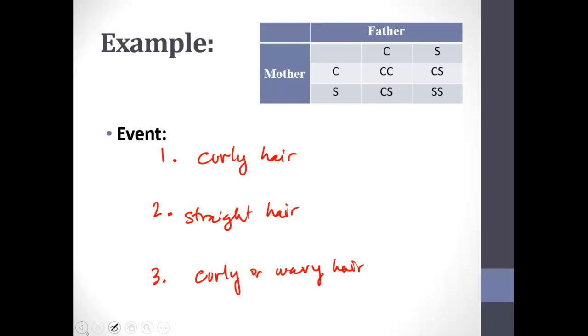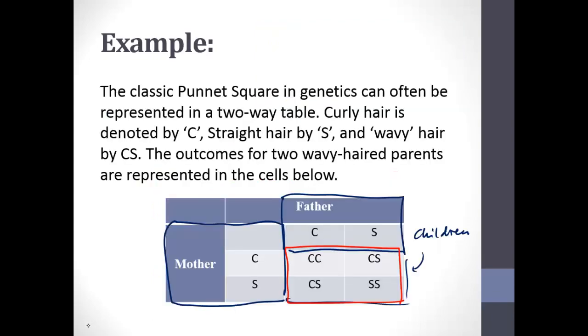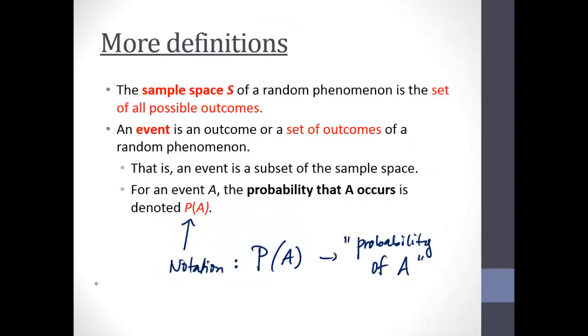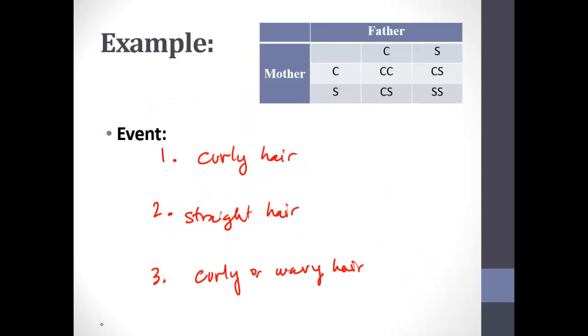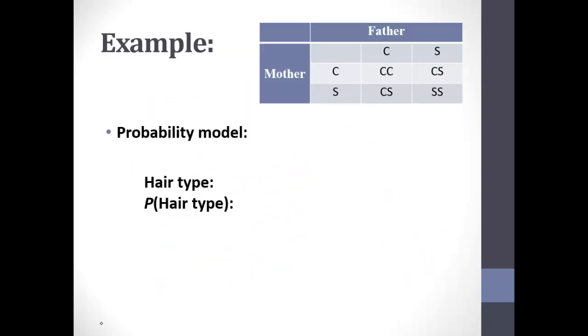How can it be curly or wavy hair? Just remembering that an event is any one particular outcome, or it could also be a set of outcomes. So I guess I can't have curly and wavy hair, but I could consider, what if I want curly or wavy hair? Yes, good question. So those are just some examples of what events are.